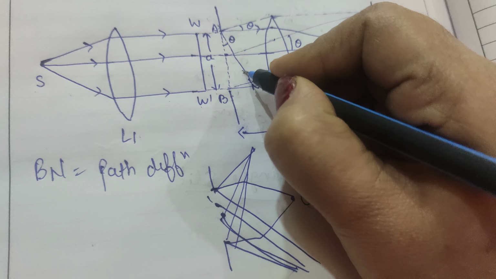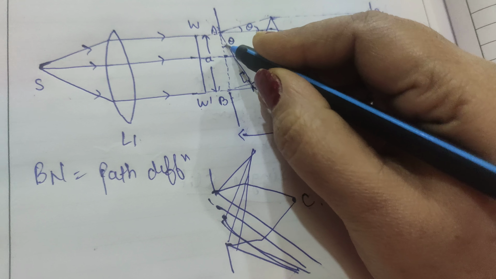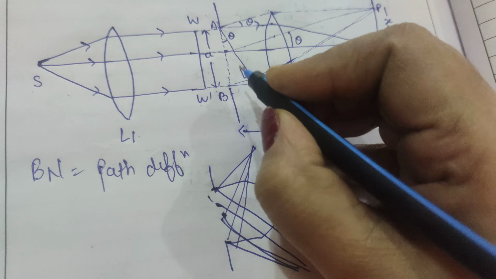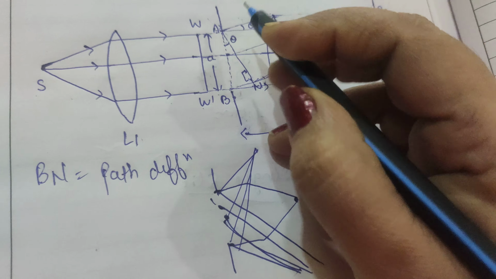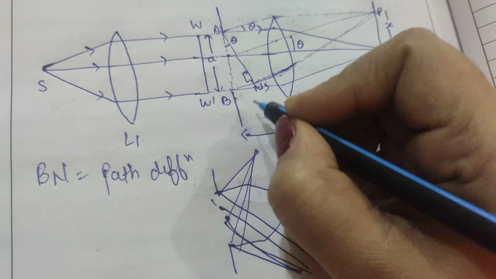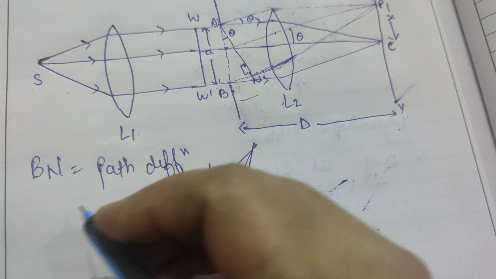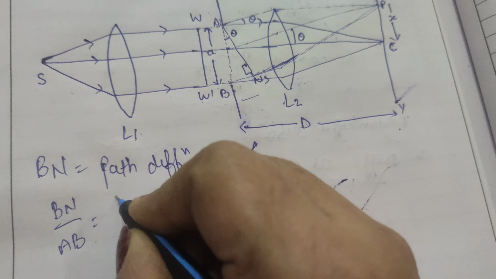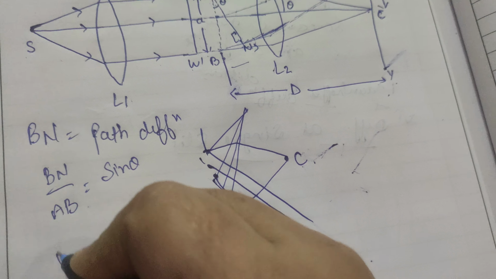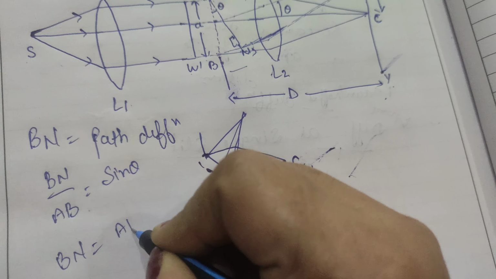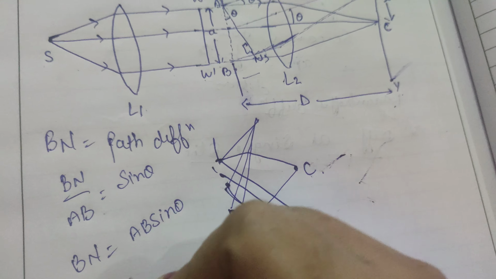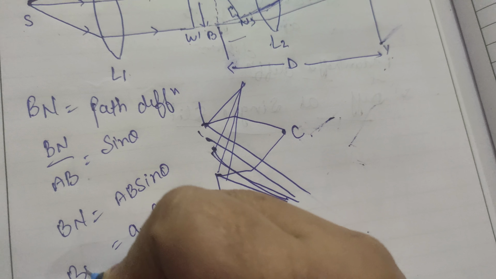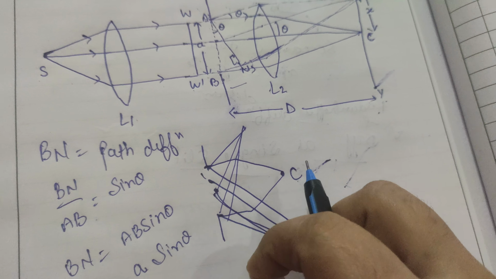Now since this is the perpendicular and the angle is at this point, this line AN becomes the base, BN is the perpendicular and AB is the hypotenuse. So perpendicular upon hypotenuse, that is BN upon AB, is equal to sin theta. So BN is equal to AB sin theta. AB is the slit width a, so the path difference is equal to a sin theta.